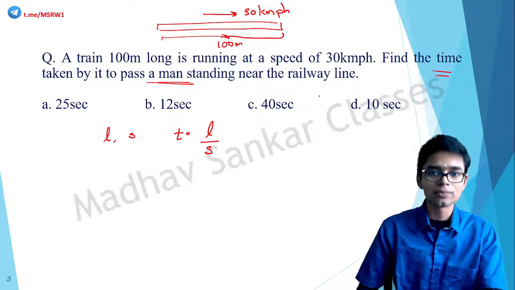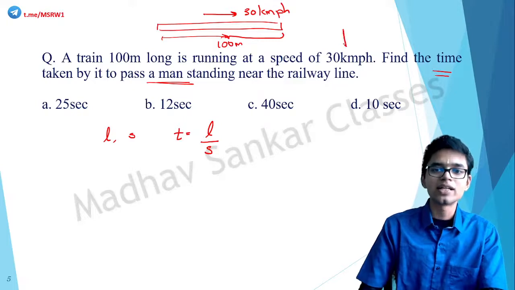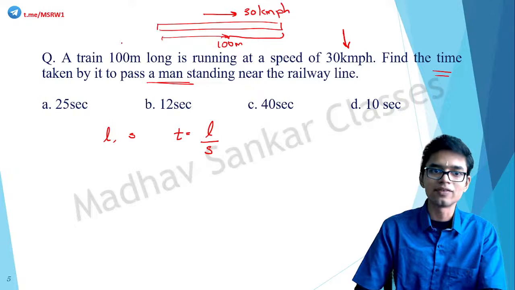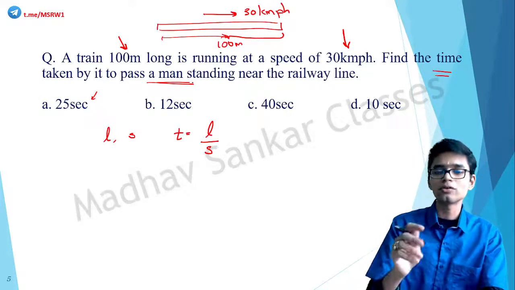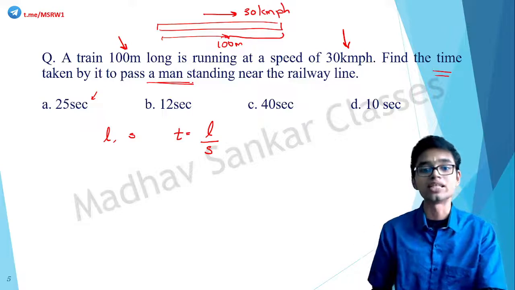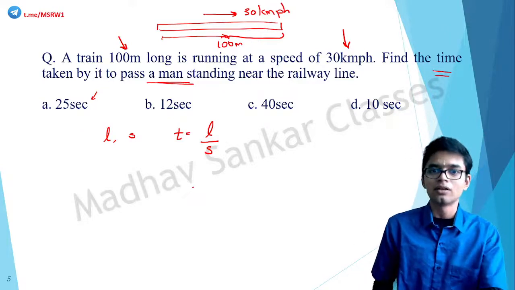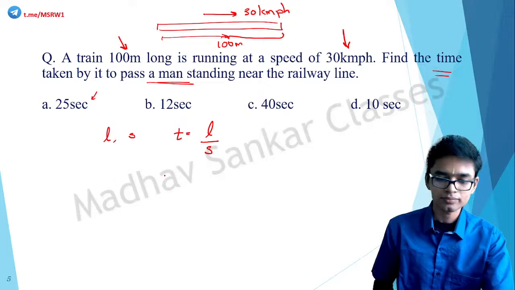Correct. But the only problem here is speed is given in kilometers per hour and the distance is given in meters and the options are in seconds. So we have to convert kilometer per hour into meter per second. Okay, so how do we do this?